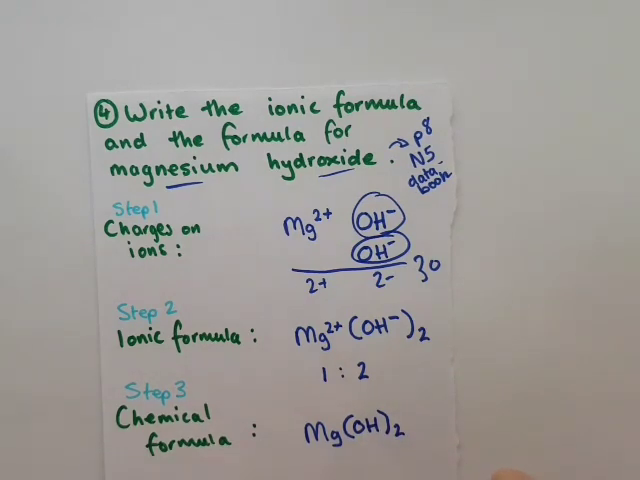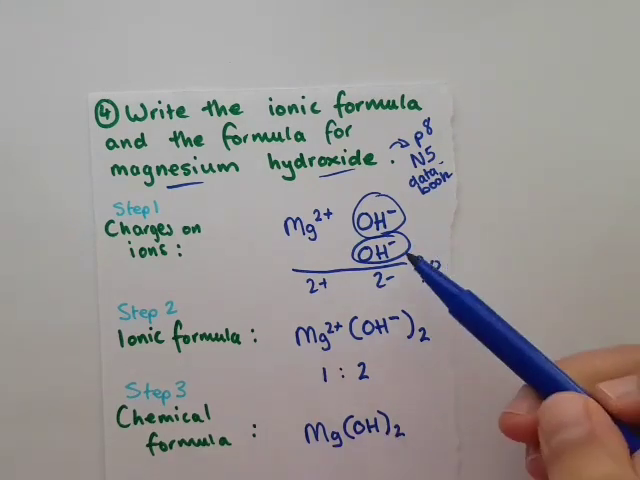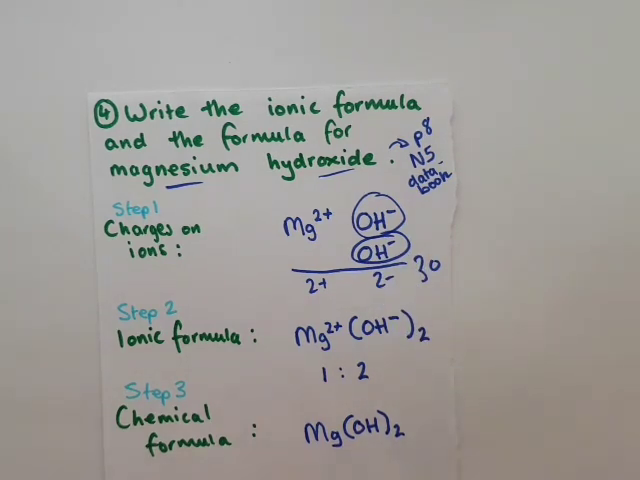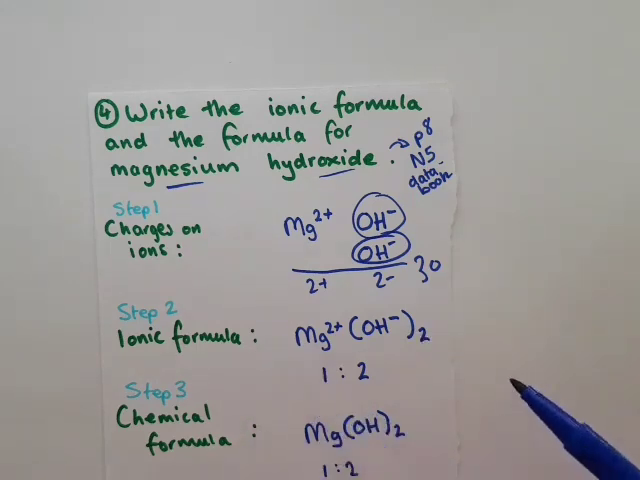If I wrote my formula like this, that would suggest that we had only 1 oxygen and 2 hydrogens, whereas actually what we've got is 2 of this OH group, so this would be wrong. And from this chemical formula, again, we can see that we've got magnesium and hydroxide in a 1:2 ratio. The only difference between the chemical formula and the ionic formula is that the chemical formula does not show the charges.